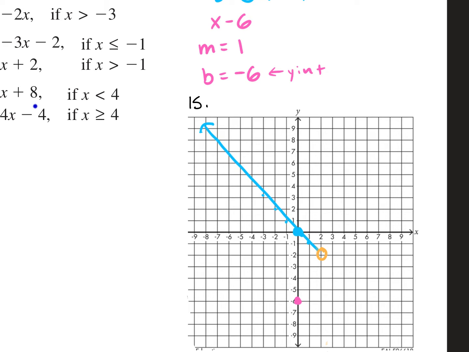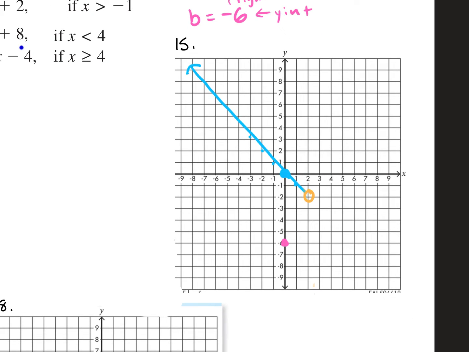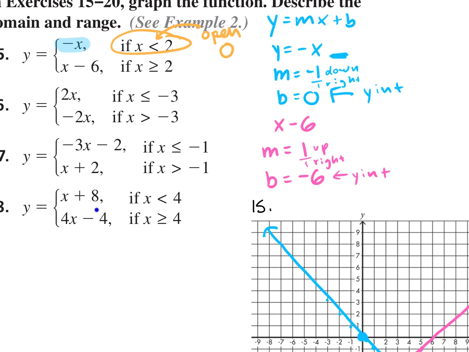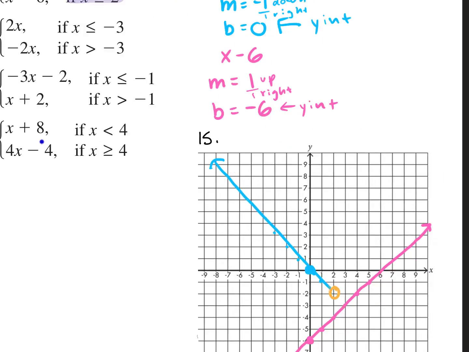How do I show the slope of 1? Up 1 to the right 1. Awesome. Up 1 to the right 1, up 1 to the right 1. Keep drawing some points, and then we just connect the dots. So remember, we always want to draw a full line first, and then we'll look at our restriction, and then we erase from there. So our restriction says that x is greater than or equal to 2. So I would put a wall at 2.